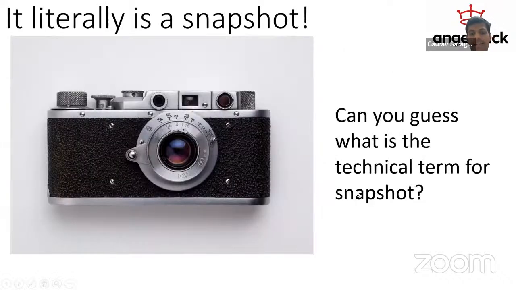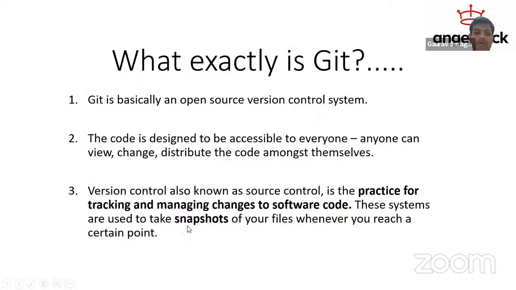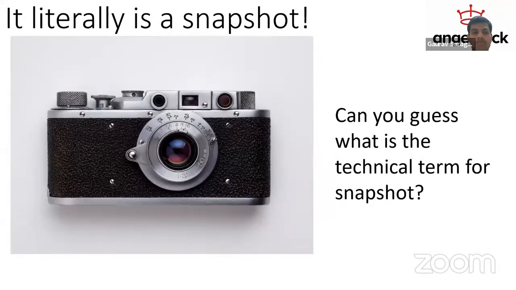So when I said in the previous slide that you literally take a snapshot, okay? Git literally takes a snapshot of any changes that have been made in the code, okay? So can anyone tell me what is the technical term for a snapshot over here? Repeat my question. Can you guess what is the technical term for a snapshot? I mean, the technical term which you will be using in Git and GitHub ahead. Right, Samir. It will be commit. Any more answers? Anyone who's got a different answer?